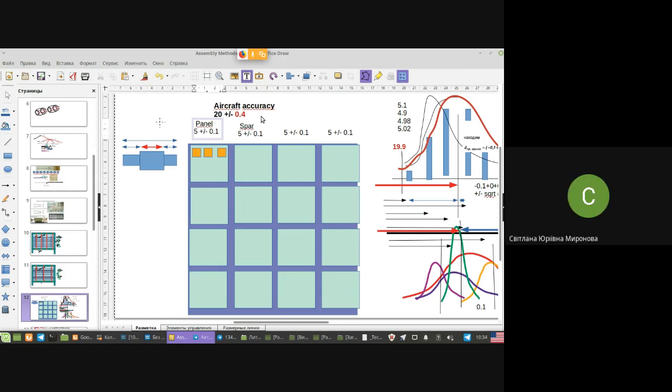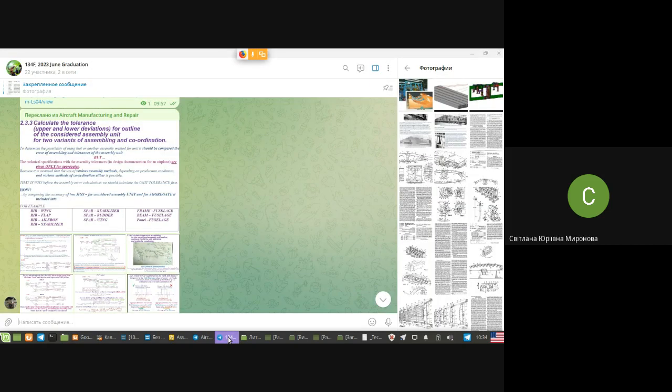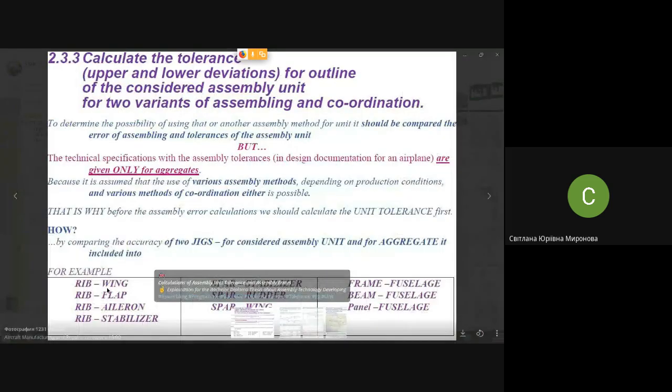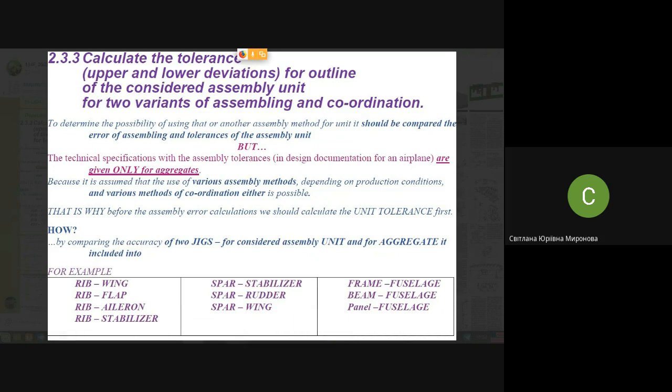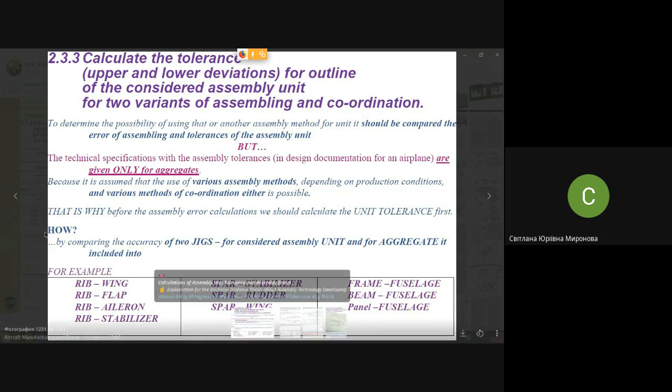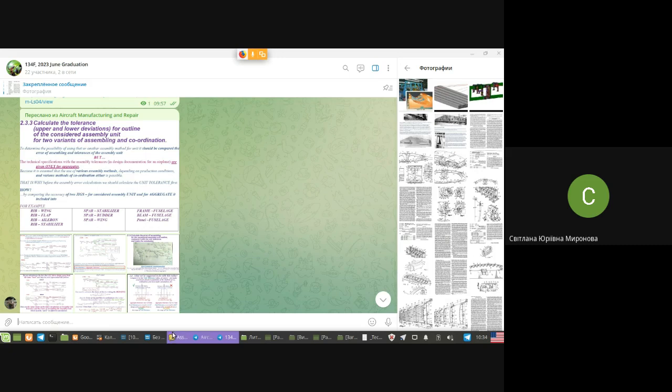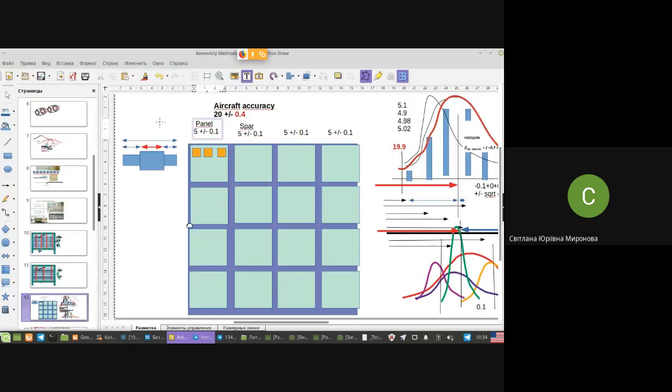No, it's not a completely correct example for the questions that we are talking about. But imagine that you have a wing, and inside of the wing you have ribs, you have spars, you have panels. The box is a wing. Inside of this wing you have spars, some ribs, some panels.